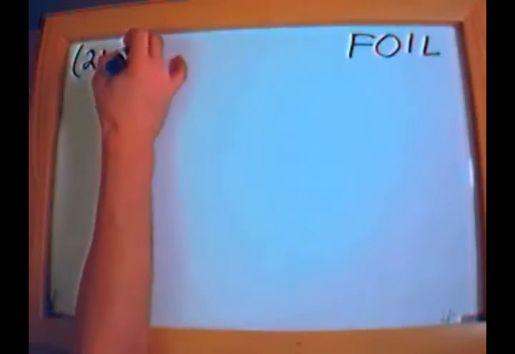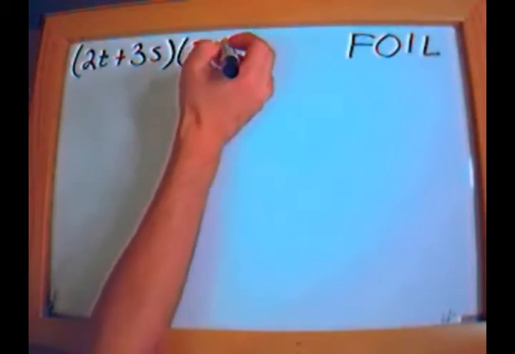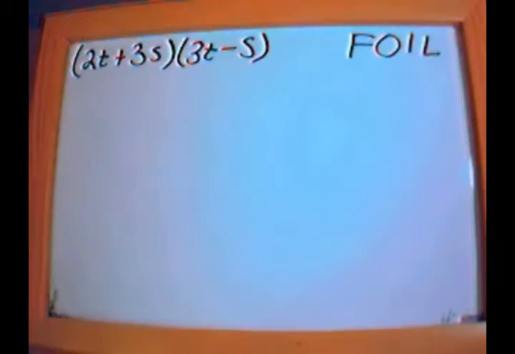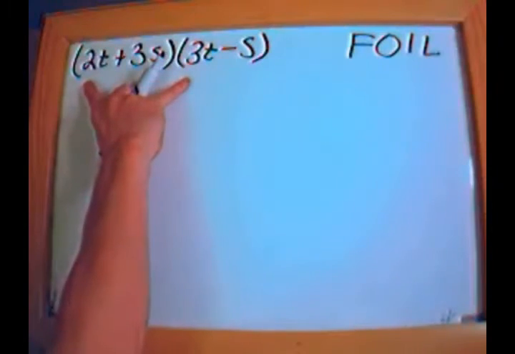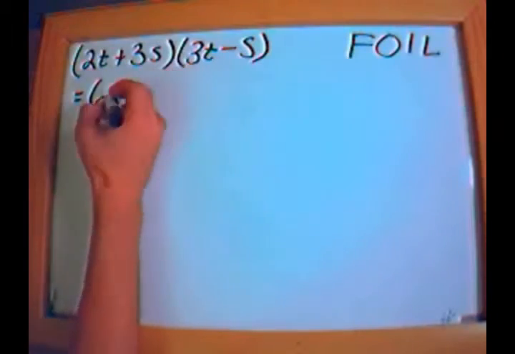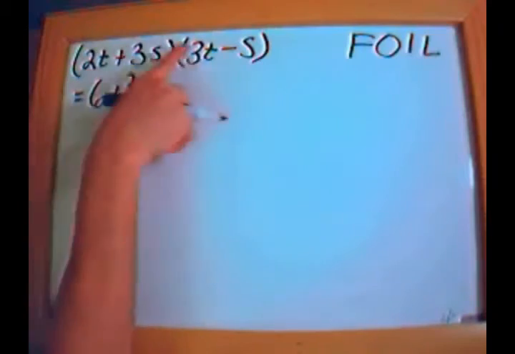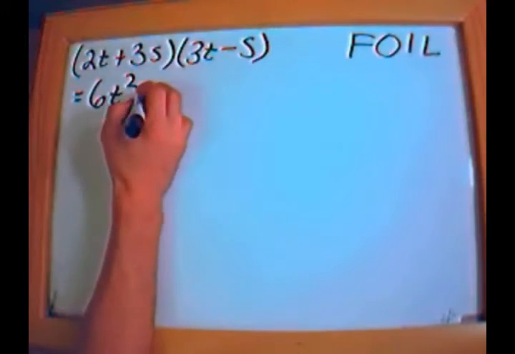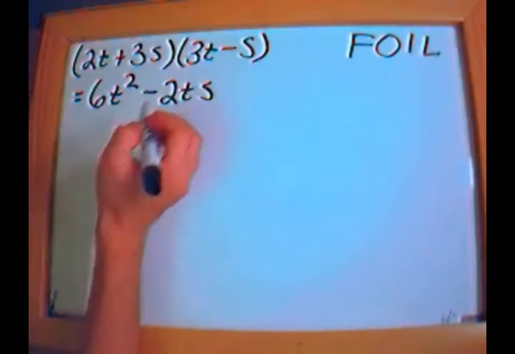Okay? Now what if I had 2t plus 3s times 3t minus s? Okay? The first terms, 2t times 3t. 2 times 3 is 6. T times t is t squared. Outside, 2t times negative s is negative, because negative times positive gives me negative, 2ts.